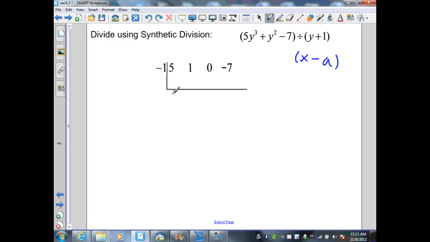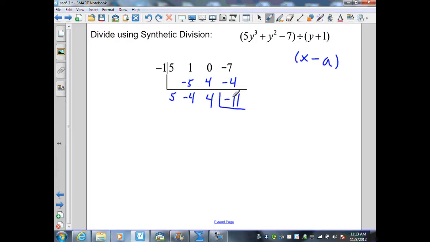Then I'm going to bring down my first coefficient. I'm going to multiply that by my divisor. -1 times 5 is a -5. And then I add. That gives me a -4. A -1 times a -4 is a +4. Then I add, I get 4. And a -1 times 4 is a -4. And I have a remainder of a -11.